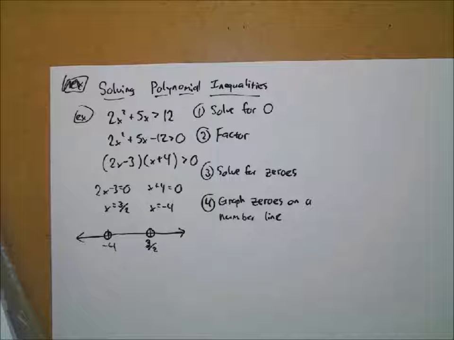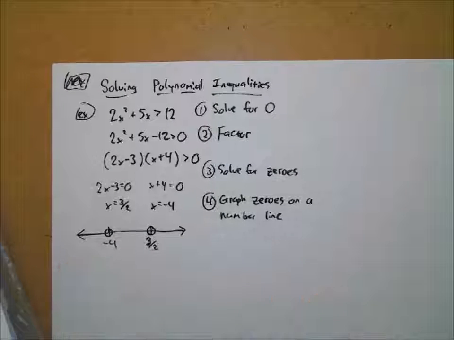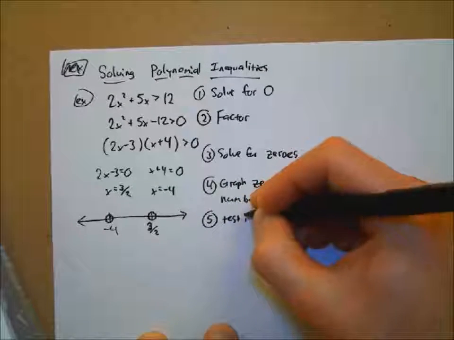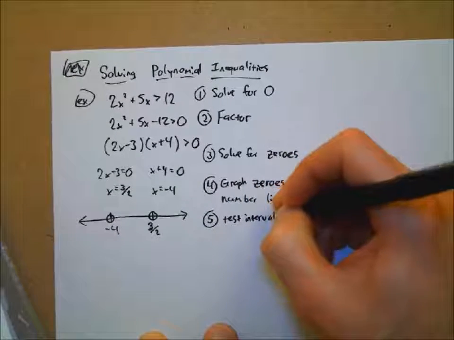So why do we bother graphing something that we're not really supposed to graph? Well, this divides our number line up into 3 intervals: 1, 2, 3. And it's a matter then of just testing which intervals work. So we're going to pick an x value here. Test intervals in the inequality.